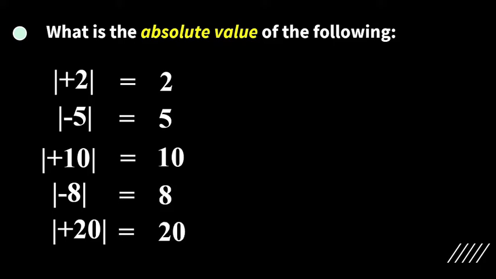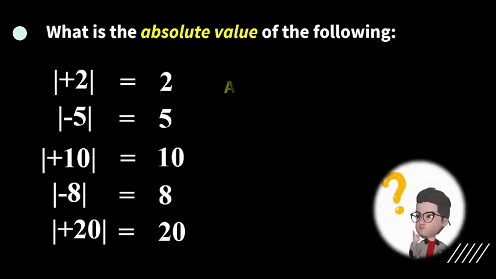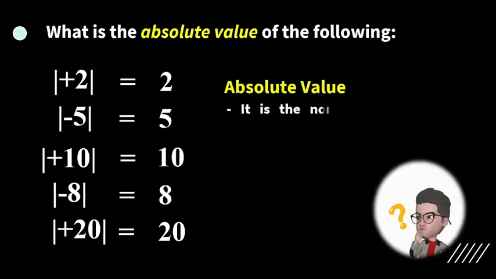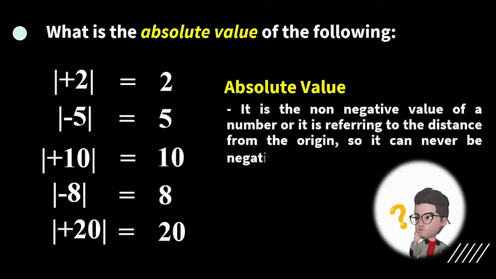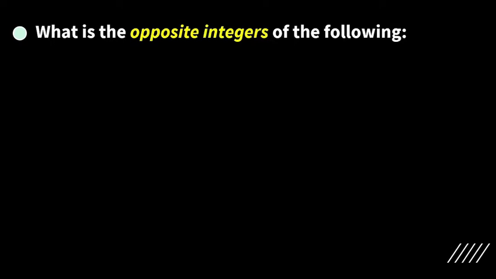As you observe from the given example, what is absolute value? When we say absolute value, it is a non-negative value of a number, or it is referring to the distance from the origin. So, it can never be negative. Now let's talk about opposite integers.